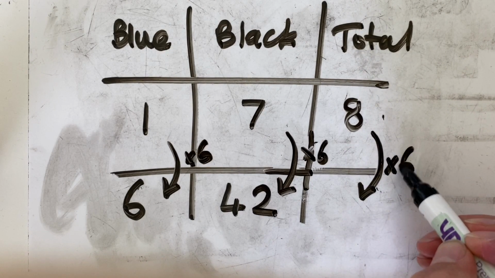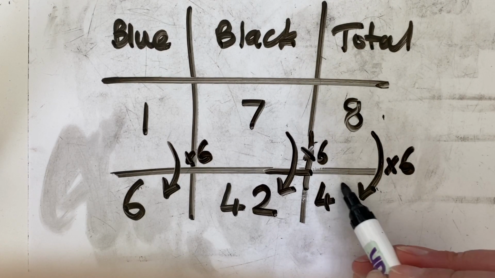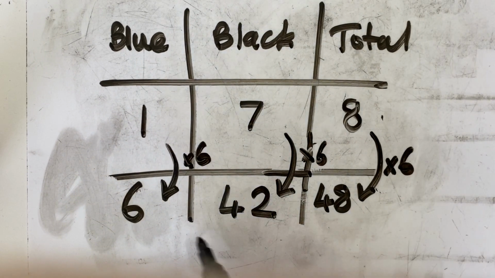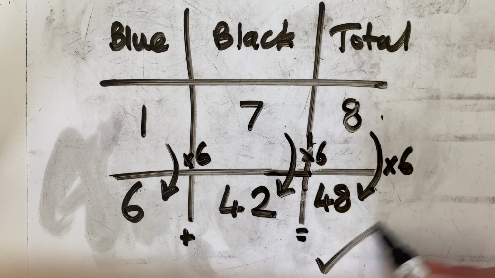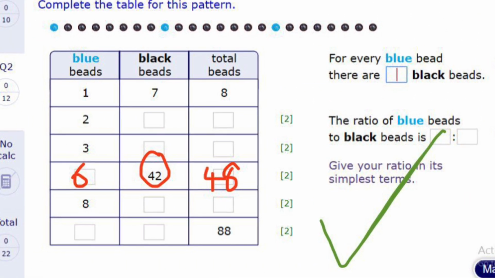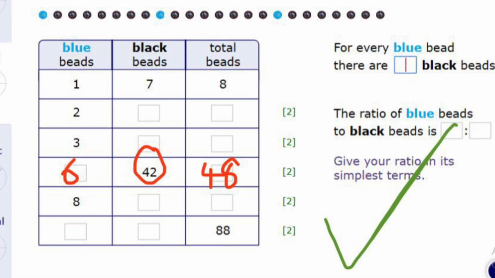So again, we do the same to the rest. 6 times 8 is 48. We just check along the bottom. Is 6 blue beads add 42 black beads, a total of 48 beads? It is indeed. And there's the answers transferred to the table.